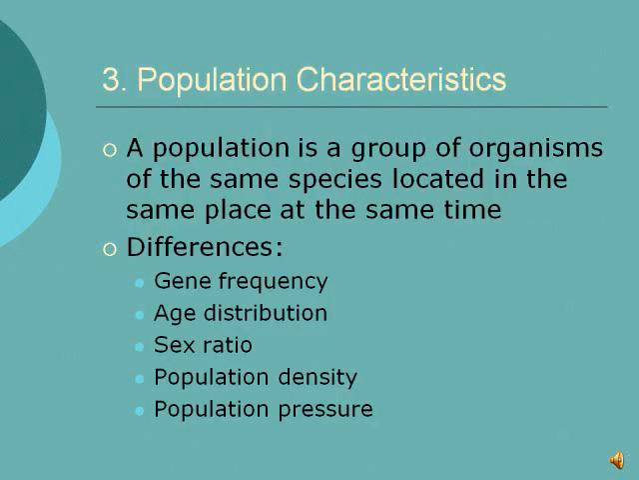Population characteristics. A population is a group of organisms of the same species located in the same place at the same time. For example, Bainbridge, Georgia. It is one specific place. We're all here at the same time. So the human population would be what's counted for this time frame. And populations can rise and fall over multiple years. Now, the differences in population characteristics are divided kind of into five categories. You've got gene frequency, age distribution, sex ratio, population density, and population pressure.